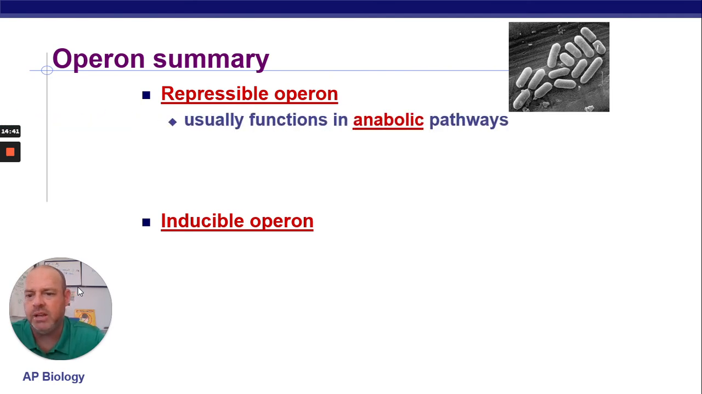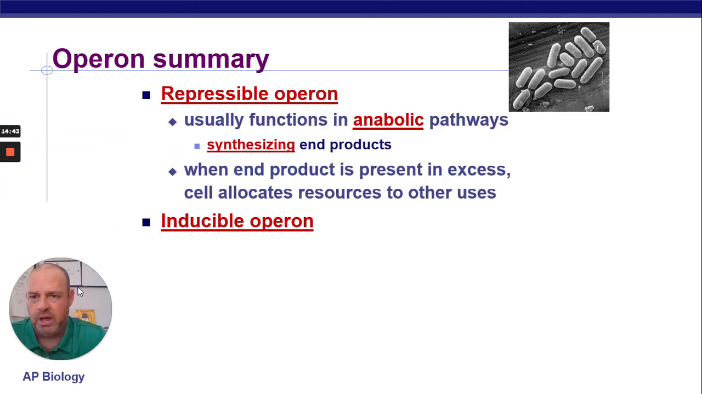And for our summary here, the repressible operon is usually functioning in the anabolic pathway, right? Synthesizing end products. And so that's making the tryptophan. And when the end product is present in excess, then the cell is going to allocate resources to other uses, right? And it's going to shut down that pathway. So we make a lot of tryptophan, right? Because that's our repressible one. Once we have too much tryptophan, then the repressor is going to be added on and we're going to shut it down.